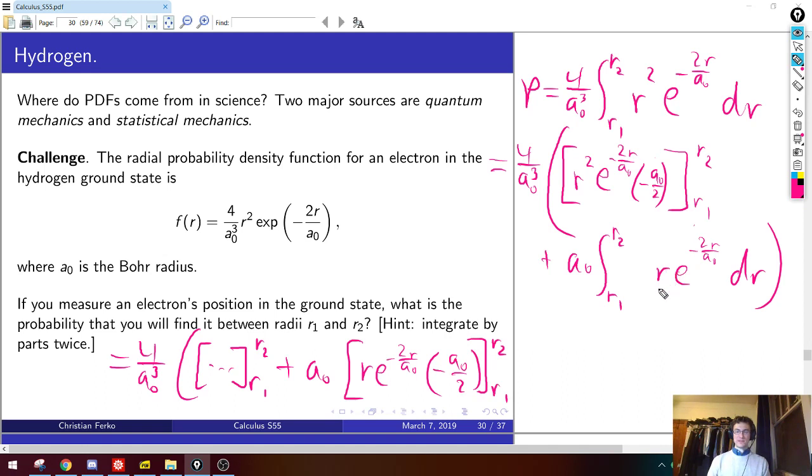Then what's left is what? I think we could just do this in one step and just write down the answer. So when you do the last part, it's the integral from R1 to R2 of e to negative 2r over a naught times negative a naught over 2. Okay, now I'm running out of space, but I'm going to pull out the minus a naught over 2 and combine it with this a naught to get a plus a naught squared over 2. And then I think this integral is pretty easy, so what does this thing become?